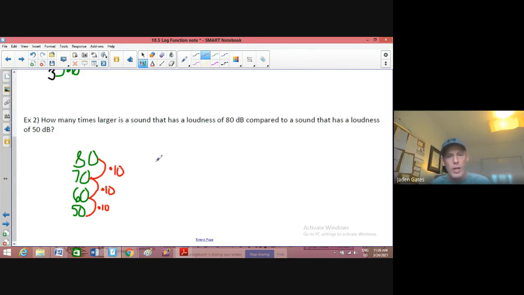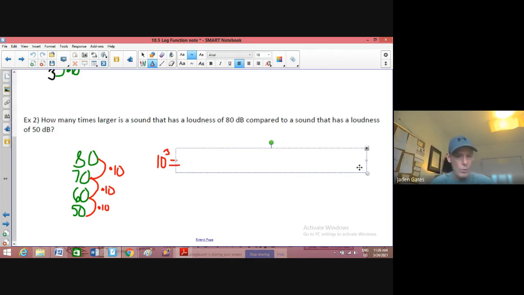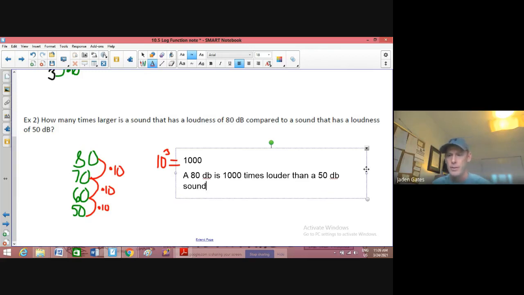And this time we are only multiplying by 10 3 times, which is 10 to the power of 3. And, well, that's 10 times 10 times 10, which is 1,000. And so, in this case, an 80 decibel sound is 1,000 times louder than a 50 decibel sound. And again, it's because we're dealing with a logarithmic scale.